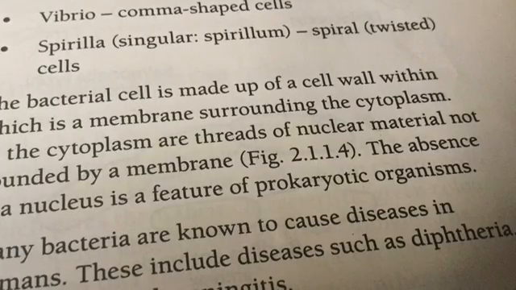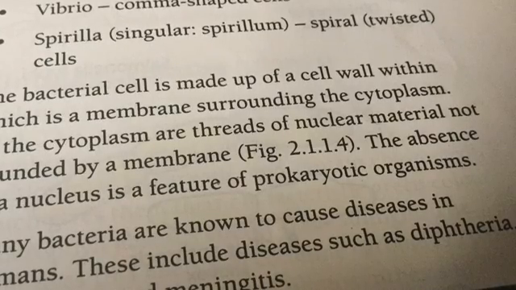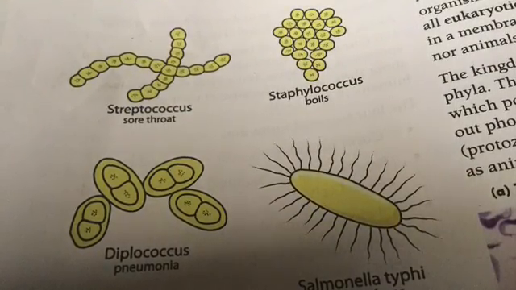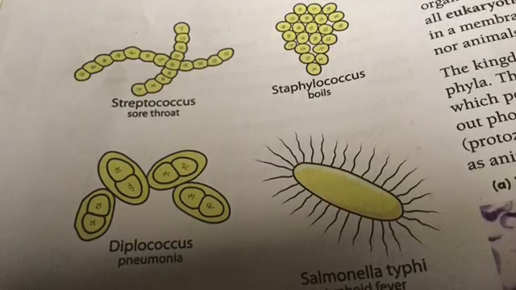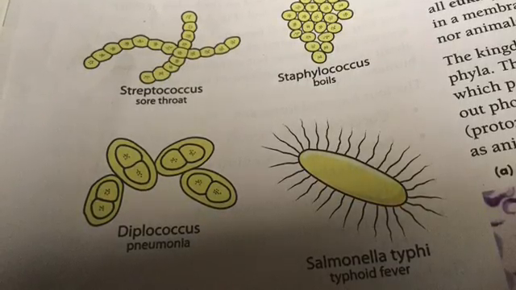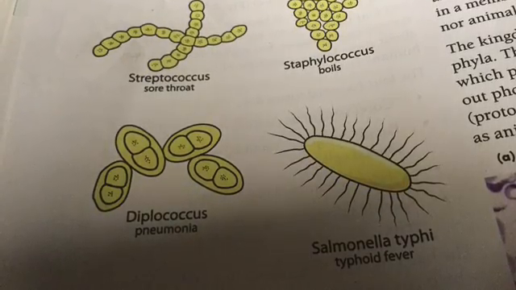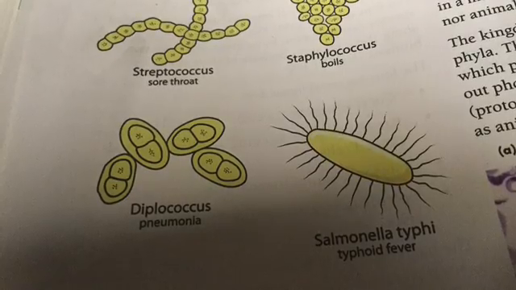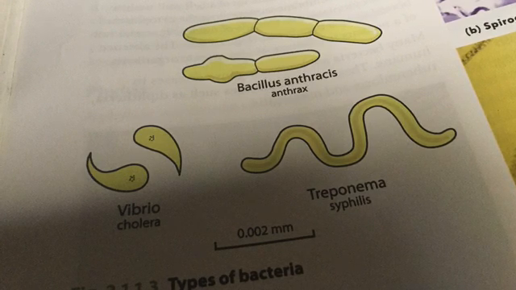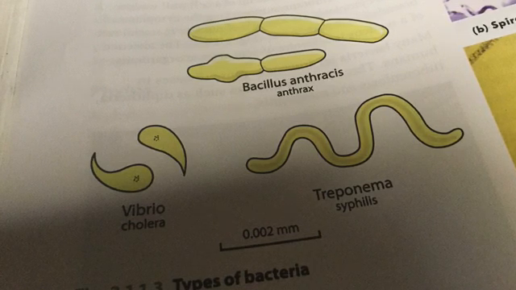Many bacteria are known to cause diseases in humans. These include diseases such as diphtheria. Here are some examples of bacterial cells. Streptococcus, which causes the common sore throat; Staphylococcus, which causes boils on our skin; Diplococcus, which causes pneumonia; and Salmonella typhi, which causes typhoid fever. Bacillus anthracis, which causes anthrax; Vibrio cholerae causes the cholera disease; and Treponema, which causes syphilis.